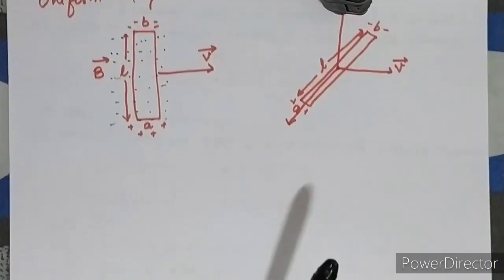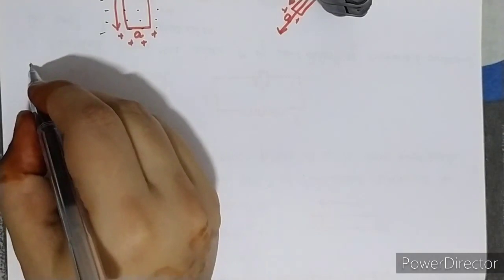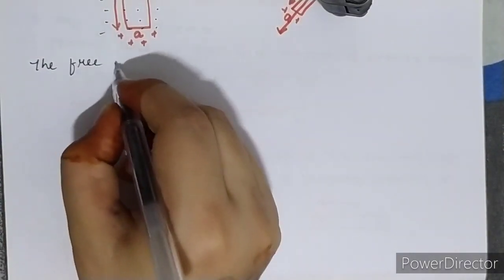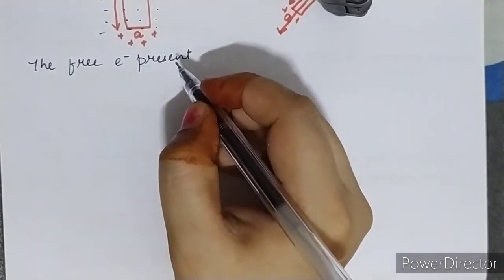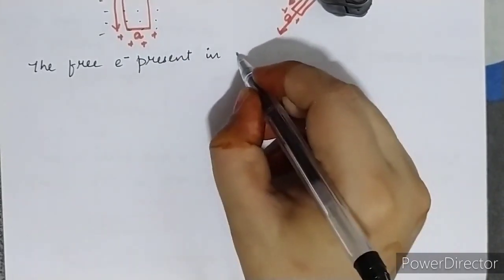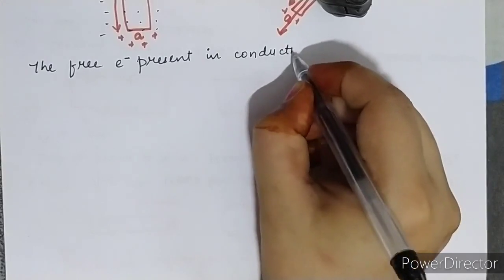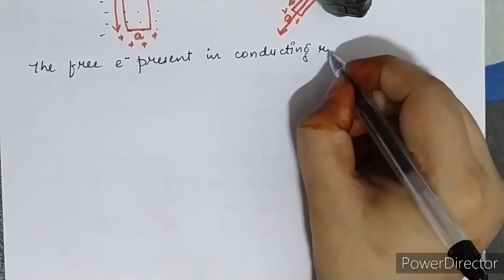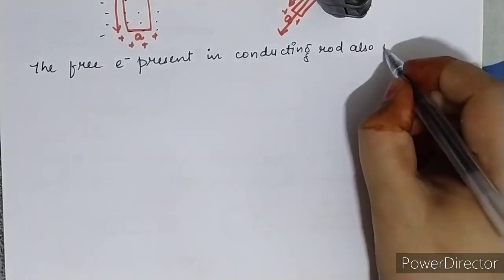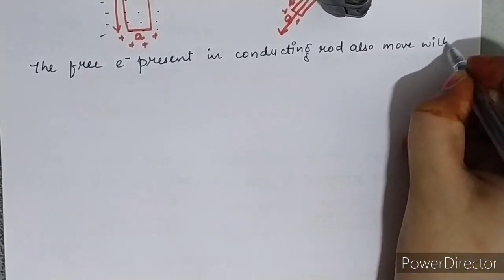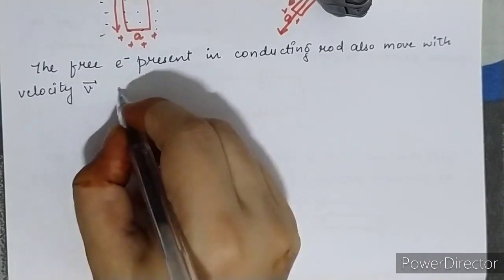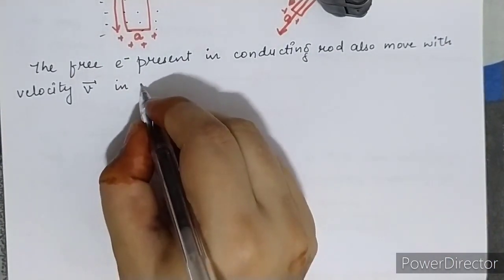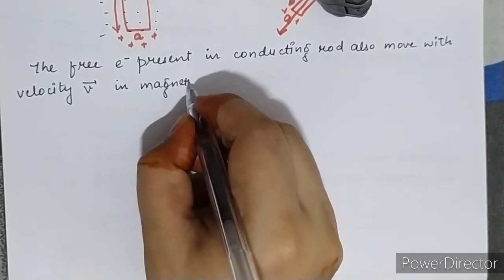I am just directly writing ahead, that is, the free electrons present in conducting rod also move with velocity v in magnetic field.